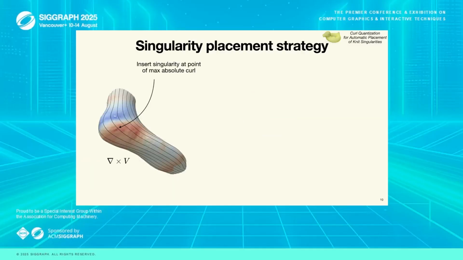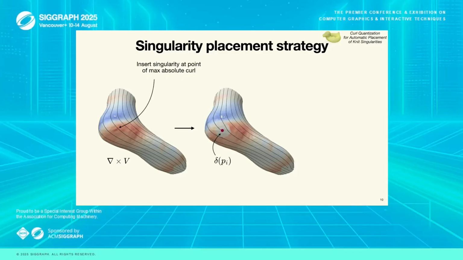Now we can use the curl as a signal of where to place singularities. And this leads to a very simple algorithm. You look at the continuous curl, you find a point with a maximum absolute curl, and you place a singularity there. And this will concentrate the continuous curl into a curl impulse at this singularity point.